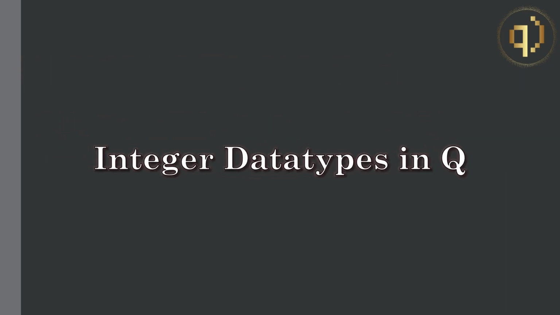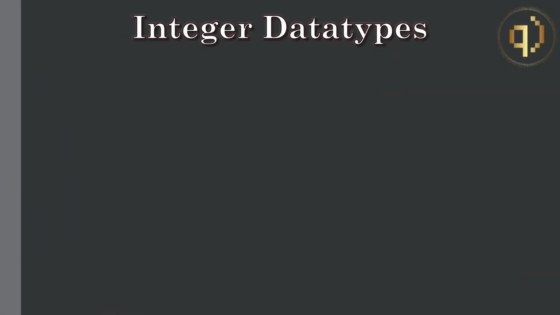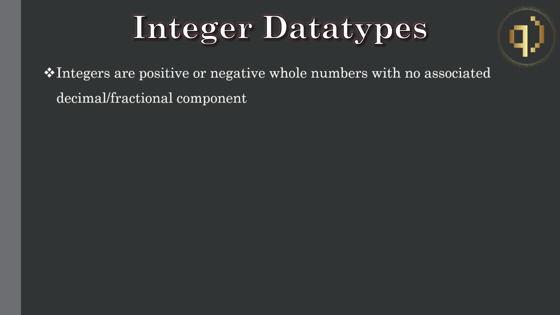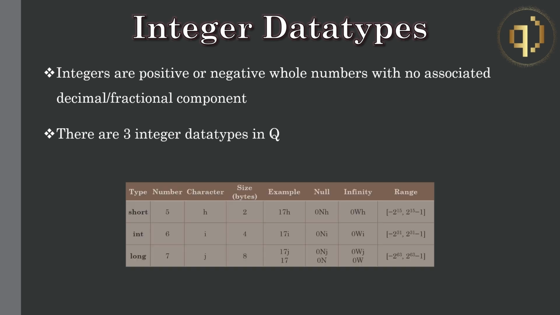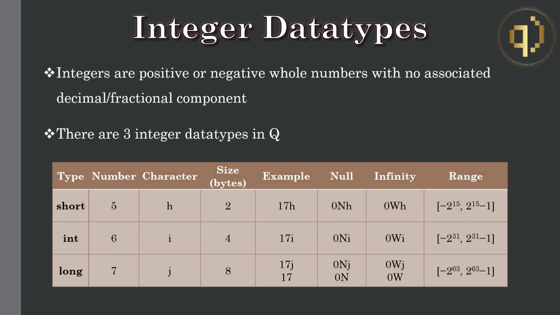Hello and welcome to a quick video where we will be discussing integer data types in Q. Firstly, what is an integer? Integers are positive or negative whole numbers with no associated decimal or fractional component. Q has three integer data types. This table summarizes the main characteristics of each of the integer data types.